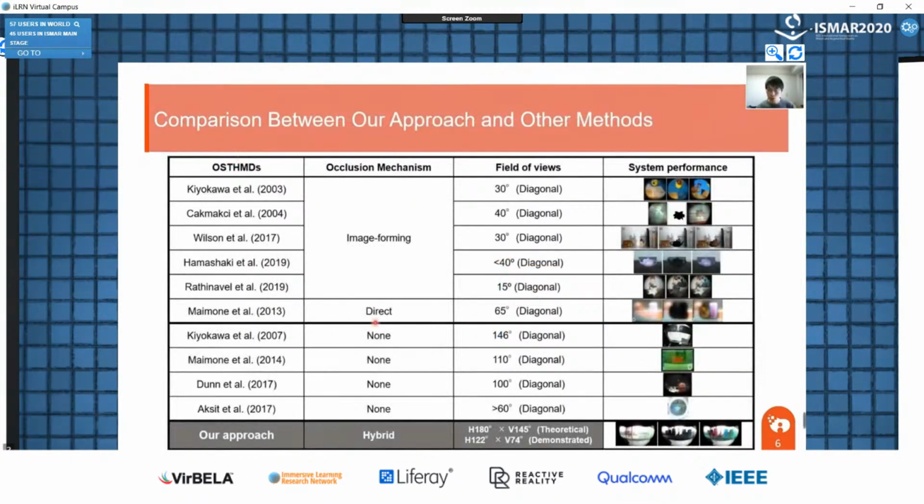So we introduced a hybrid method to render the sharp occlusion within a super wide field of view, and our approach can achieve the theoretical occlusion capable field of view of 180 degrees times 145 degrees. We built the prototype to demonstrate the field of view of 122 degrees times 74 degrees.